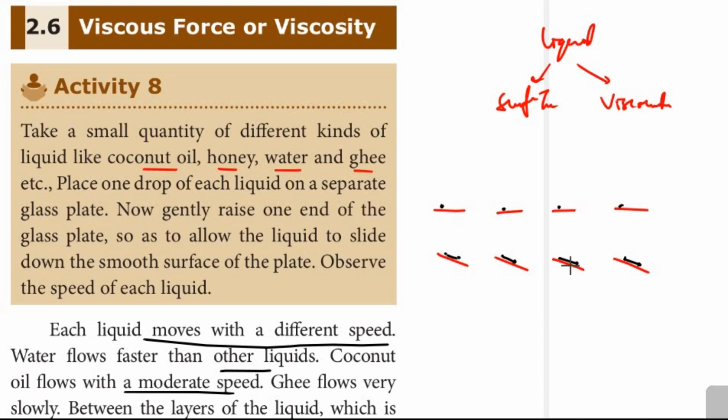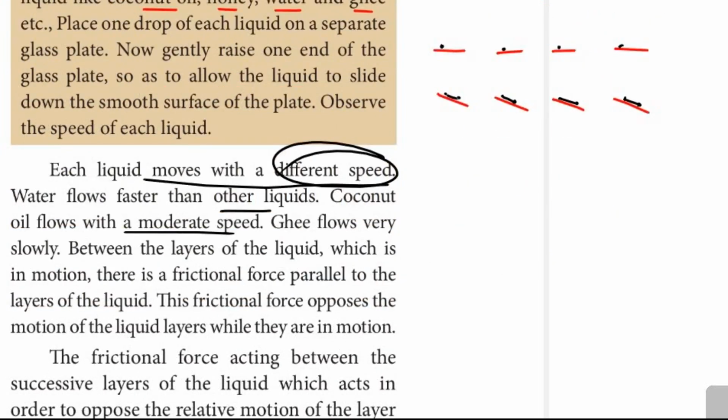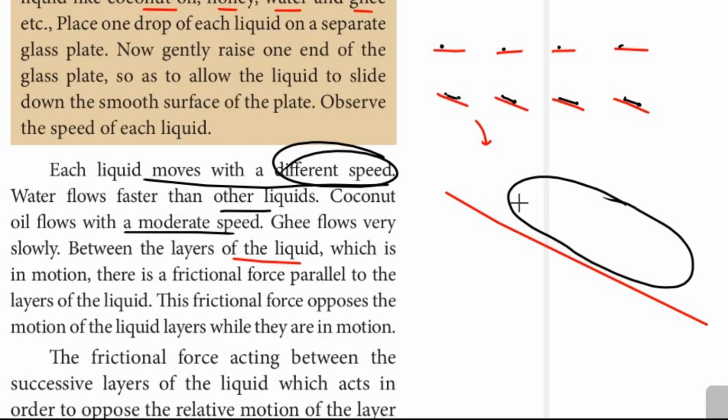So here we are trying to find the reason for these different speeds. What is the reason? Let me show you. The reason is that between the layers of the liquid which is in motion, there is a frictional force. So what is happening if you closely observe? Suppose, let me zoom this structure. If this is the plate, and this is one of the drops of liquid, there are water molecules all over.